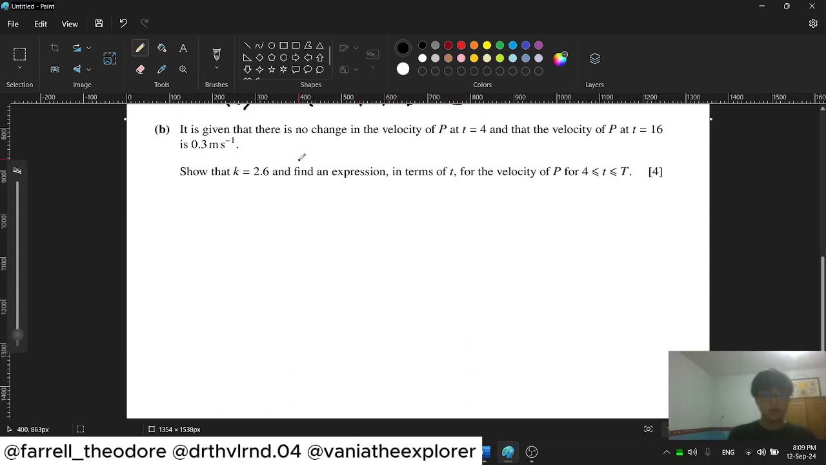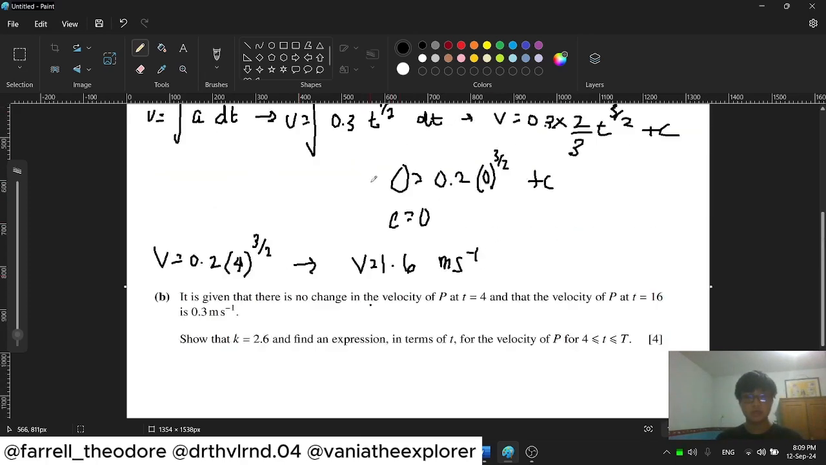Next is B. It is given that there is no change in the velocity of p at t equals 4, and that the velocity of p at t equals 16 is 0.3 meters per second. Show that k is equal to 2.6 and find an expression in terms of t for the velocity of p for 4 is less than or equal to t, and less than or equal to capital T.